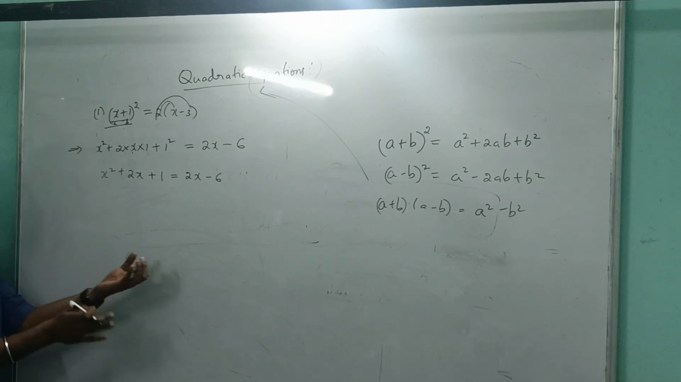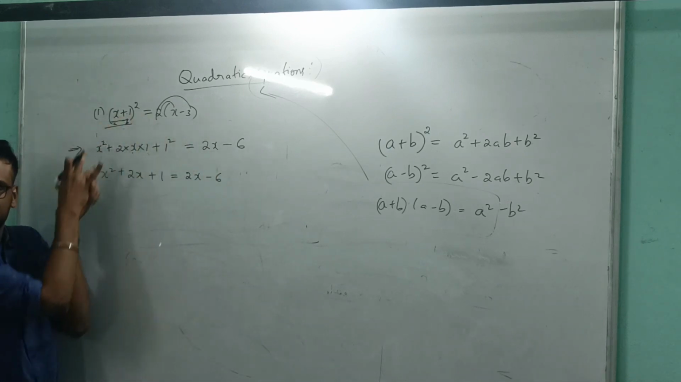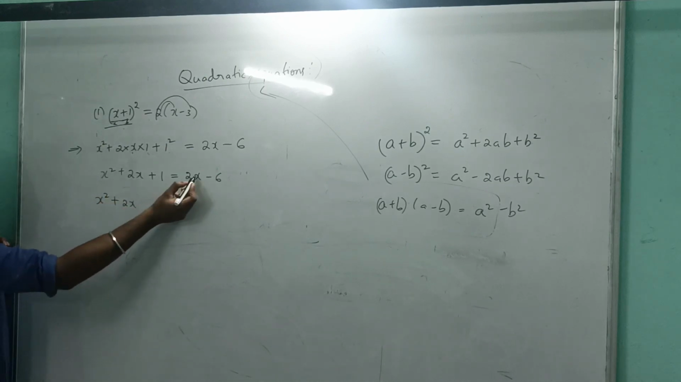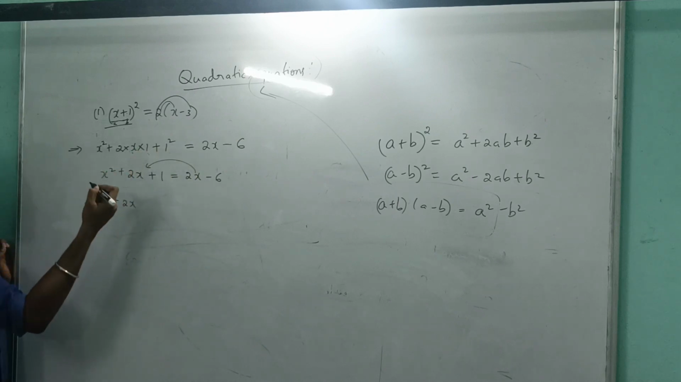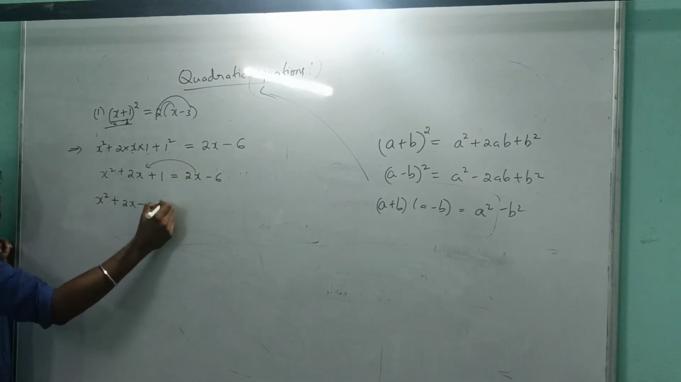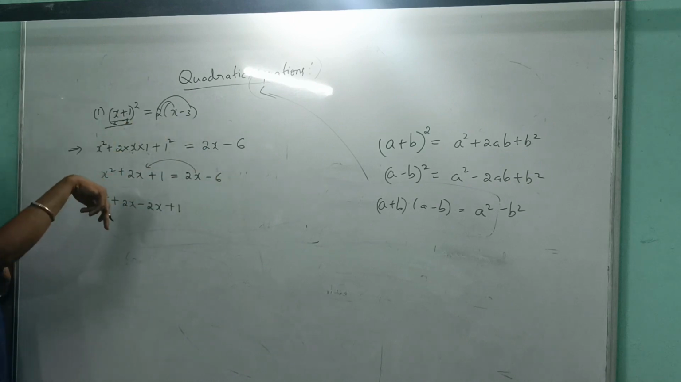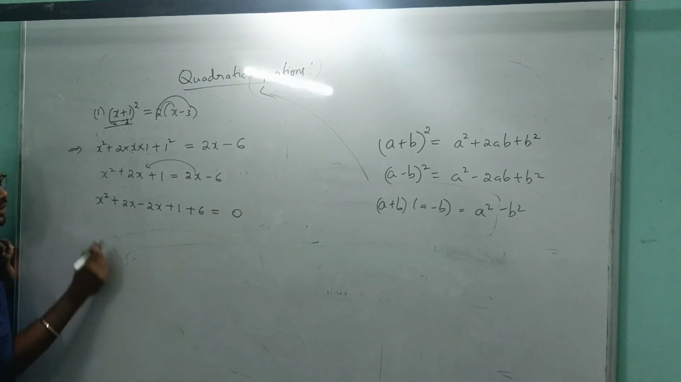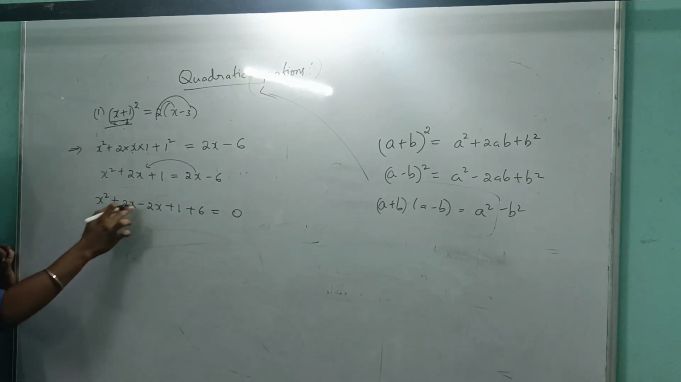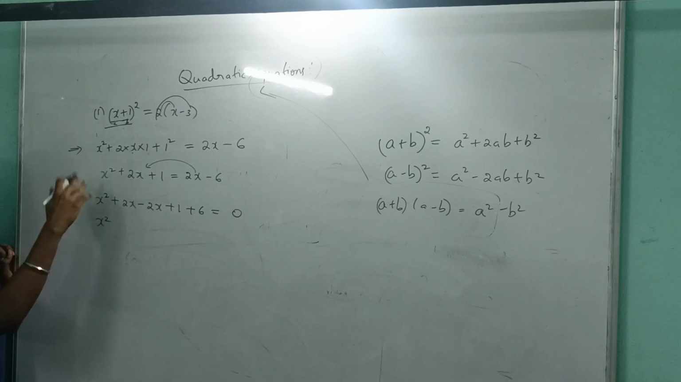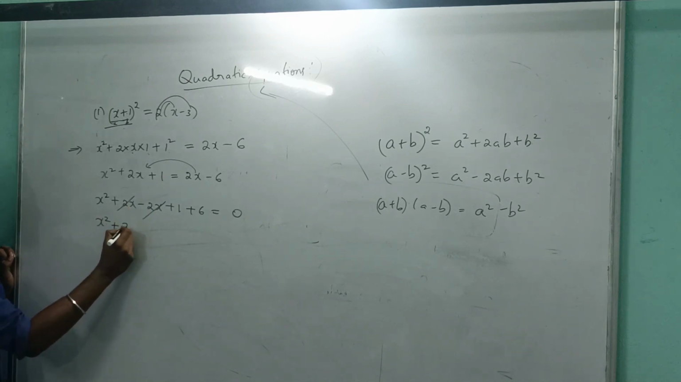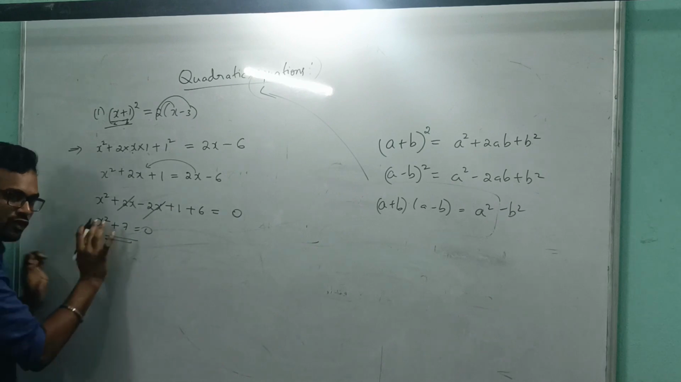Now what you have to do is get all the terms on the right towards your left. So x square plus 2x as it is. This 2x on the right, if I get it this side, will be minus 2x. 1 as it is. Minus 6, if I get it this side, becomes plus 6, is equal to 0. So x square as it is. 2x minus 2x cancels out. What remains? 1 plus 6, 7, is equal to 0. So this is my final thing that I get.